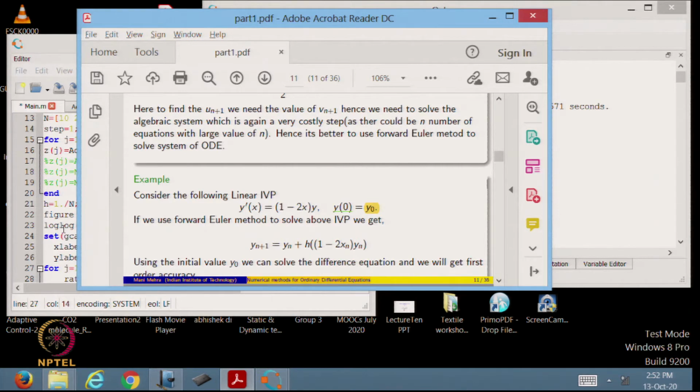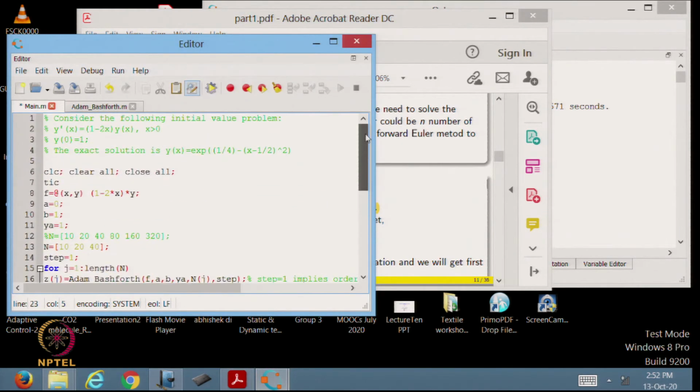So, let us, I already have a code with me. I will try to explain each line of this code to you so that you can type your own code and go ahead with it.